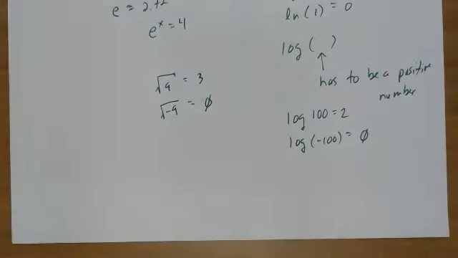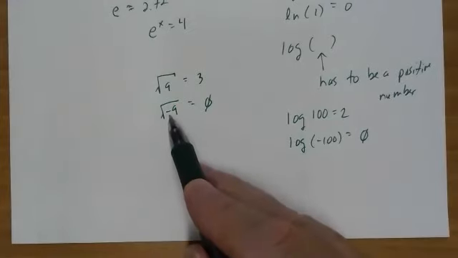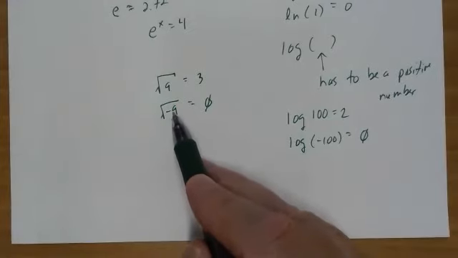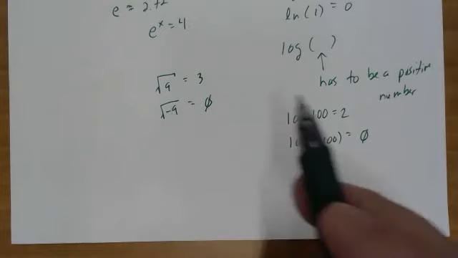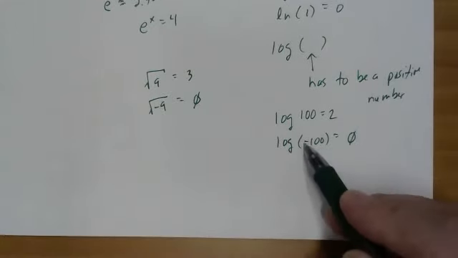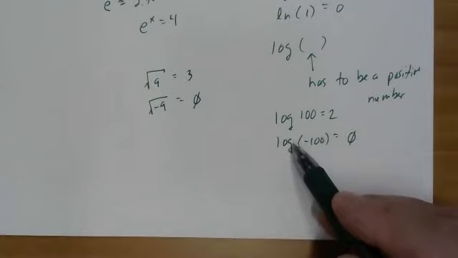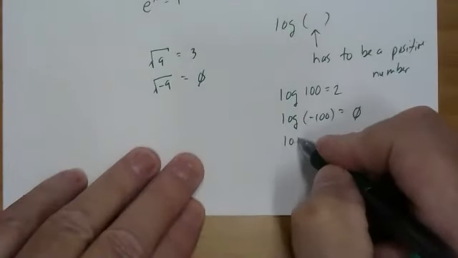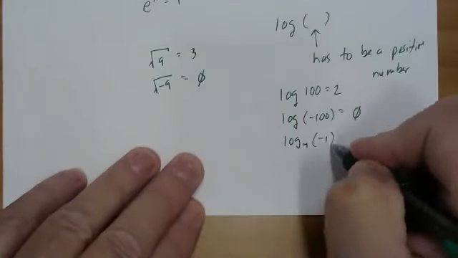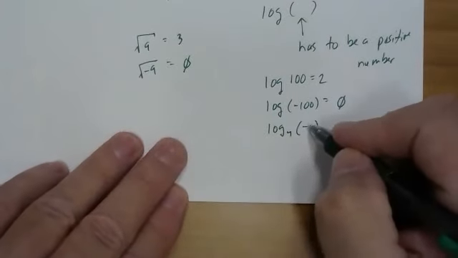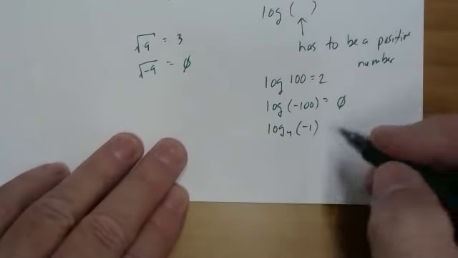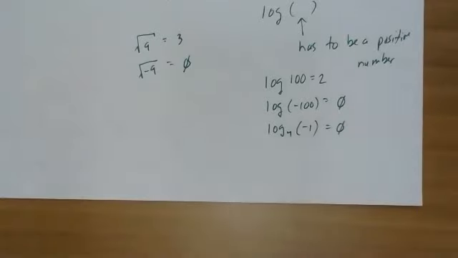So it's almost like square roots, right? You can't have a negative number under the square root. Well, with logs, any kind of log, natural log, if I were to take log base 4 of negative 1, any negative number inside of a log is undefined.